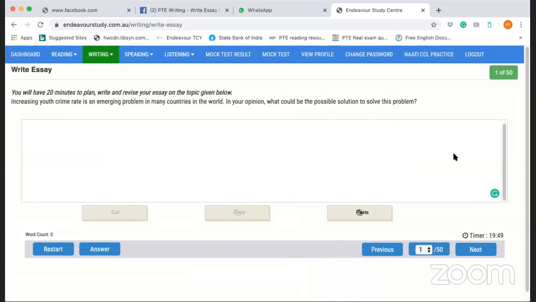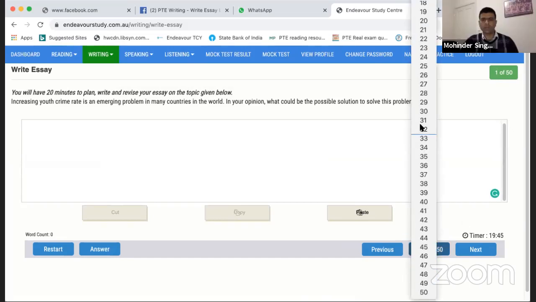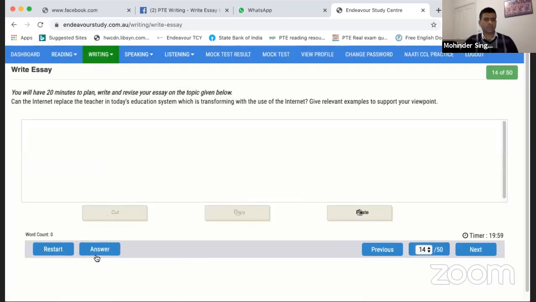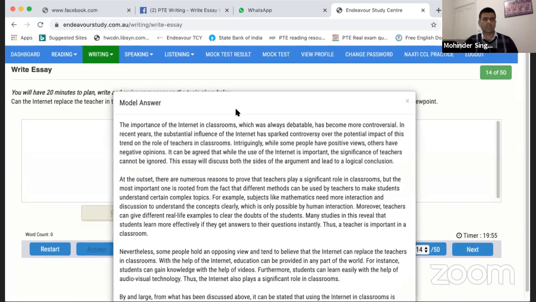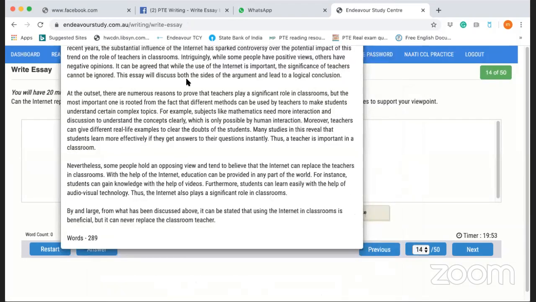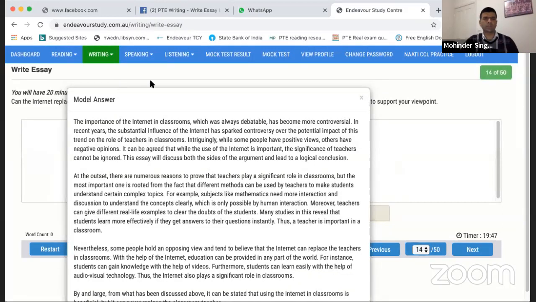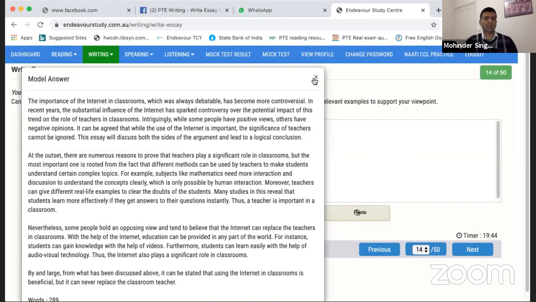All those answers have been written with the help of the template. For example, if you go to essay number 14, this is one of the topics which is asked very frequently. I have that written here as well, and we have written it with the help of the template. So you can figure out how the template has been used to write that particular essay.